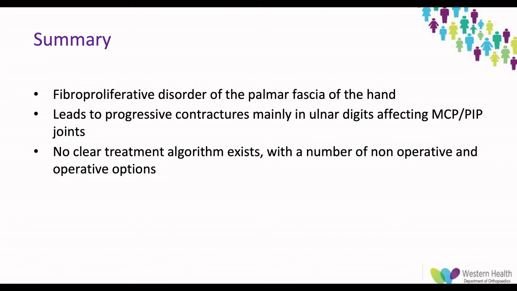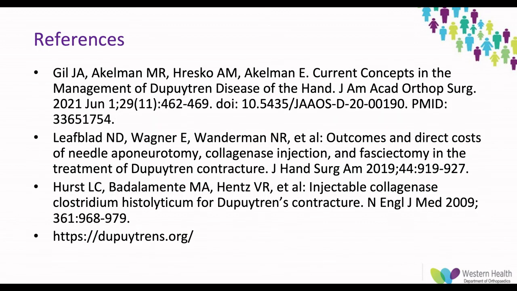In summary, Dupuytren's disease is a fibroproliferative disorder of the palmar fascia of the hand. It leads to progressive contractures, mainly in the ulnar digits, affecting the MCP and PIP joints. No clear treatment algorithm exists, with a number of non-operative and operative options.